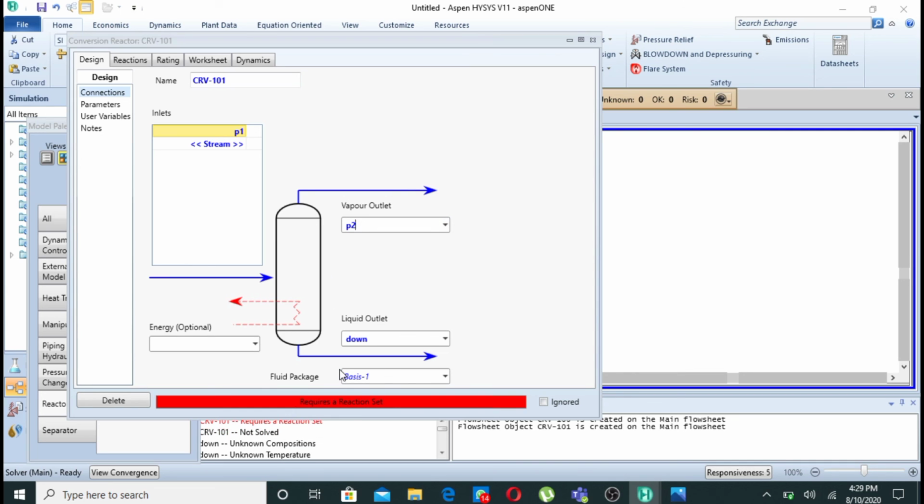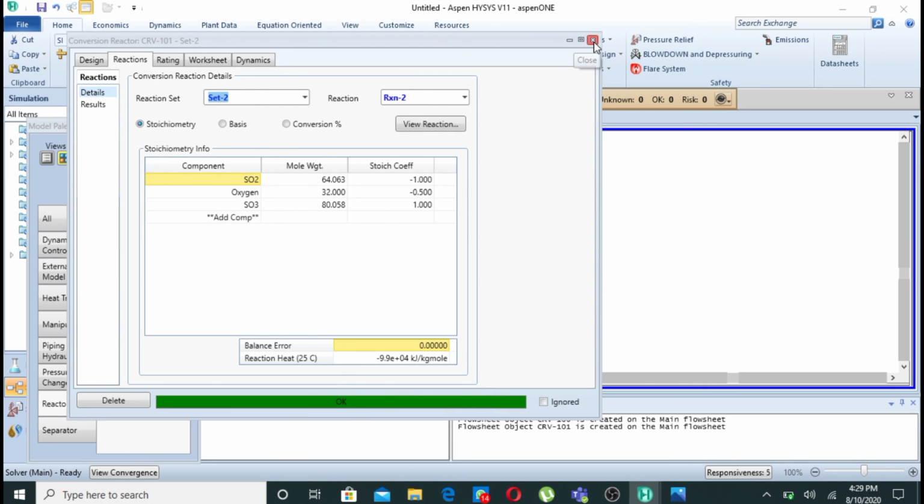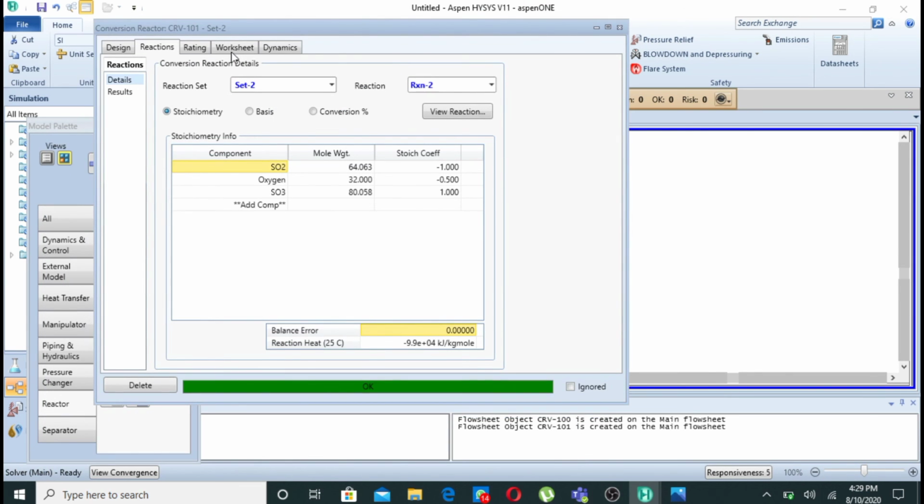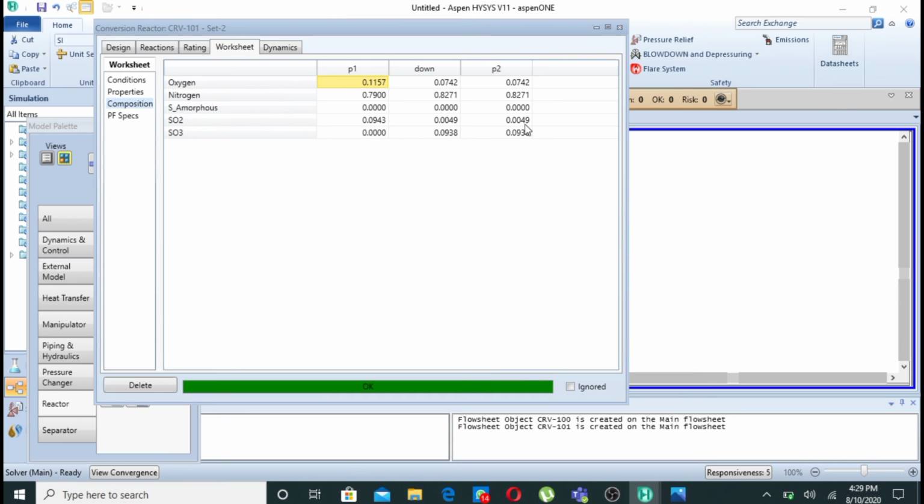When I press enter, it says it requires a reaction set. So I will go again to reactions. Now I will select reaction set 2. So all things have been done. When I double click this reactor, I can see the molar flow rate of gases entering, and if I want to see the composition of gases, I can see it from here. These are the compositions of gases.